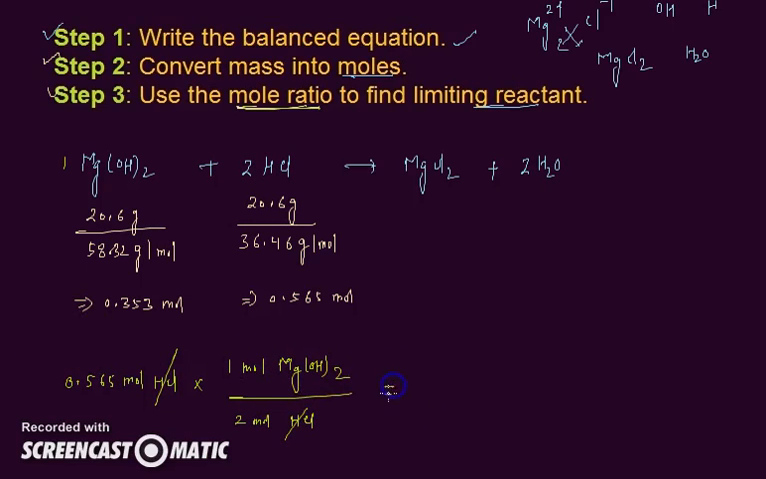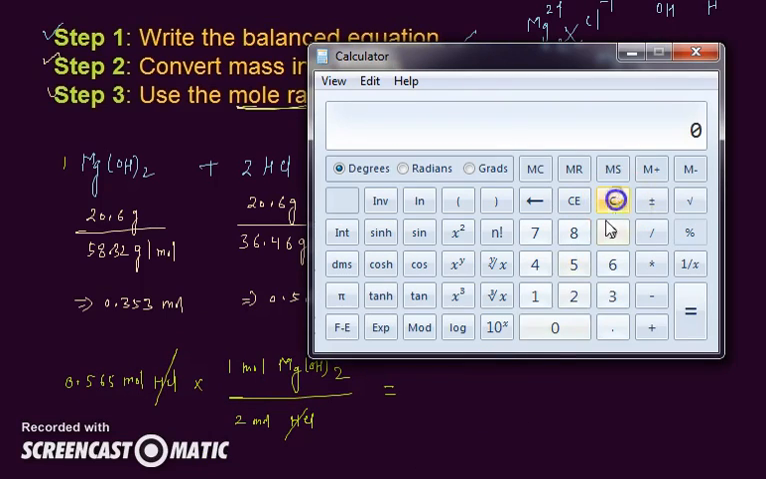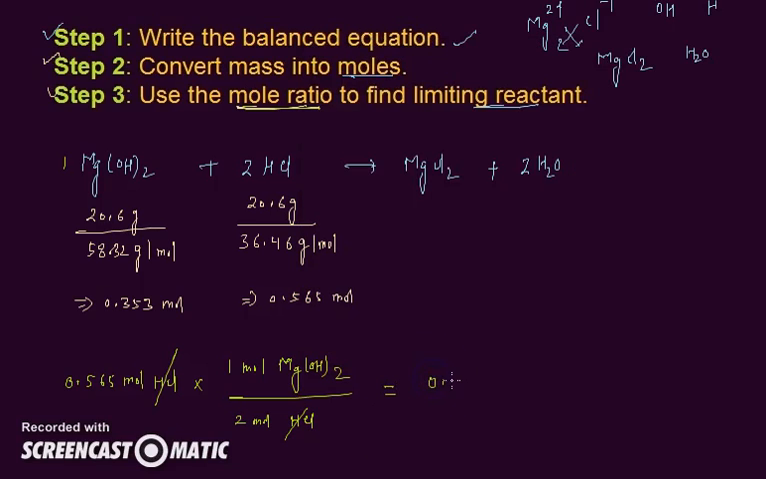Now we can do the calculation over here. When we multiply 0.565 by 1, we get the same value, and the same value is divided by 2. We use the calculator over here, 0.565 divided by 2. This is the value we get. And we pick up this value with the least significant figures, that is 3 significant figures. 0.282 up to 2, we have 3 significant figures. The next digit is 5, that's why we round up to 3. The value we get is 0.283. These are the moles of magnesium hydroxide required in the reaction.